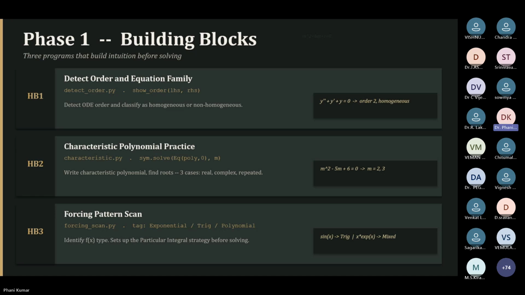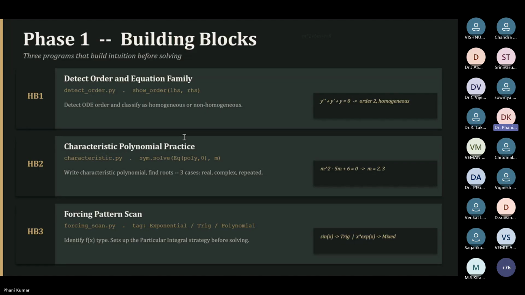So first, detect the order. That is the first building block. The most important thing is that whenever we give the differential equation to Python, the program first detects the order of the differential equation. That is very important. Here we have detect_order.py, and we have show_order.